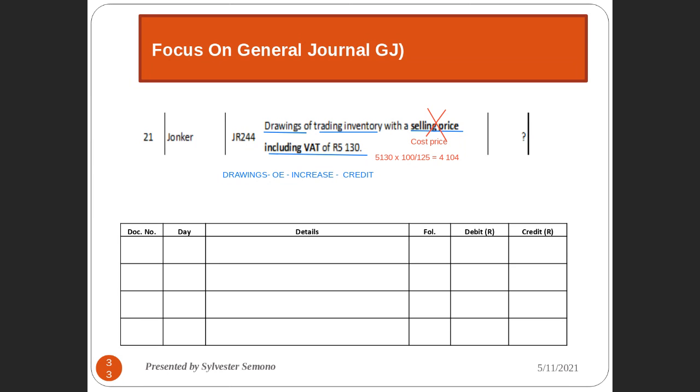Let me see, there's a question there. You said we must exclude VAT from the cost price only when you record on the trading inventory. Yes, but I'm going to show you. If it is a periodic system, you don't update the trading stock, but the account instead is going to be.